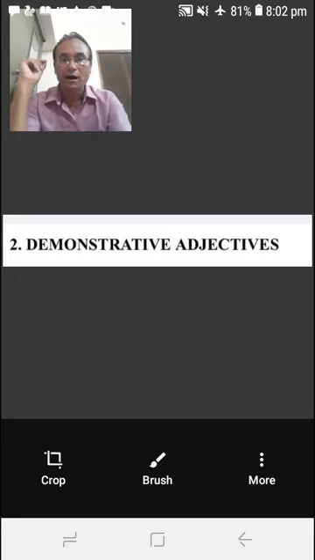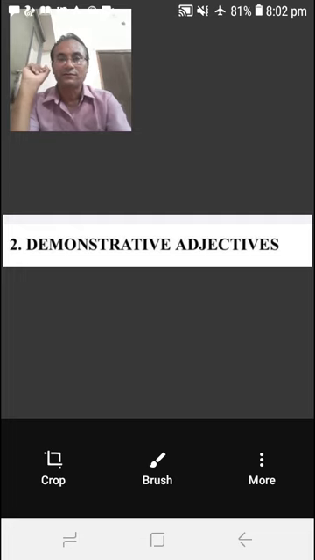Like, I love those paintings. These are my favorite colors. So here, paintings and colors are described by these. They demonstrate. That's why these are called demonstrative determiners.